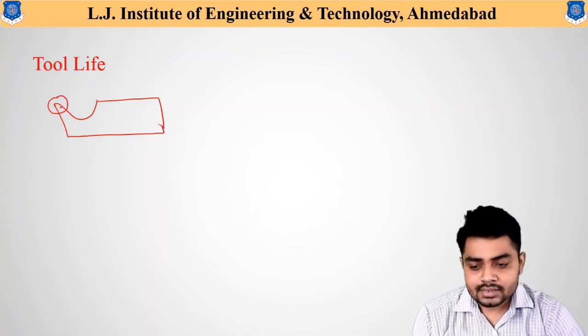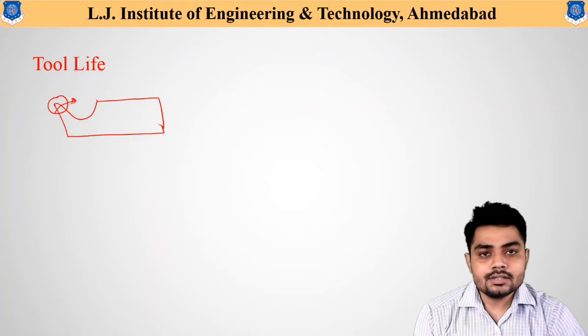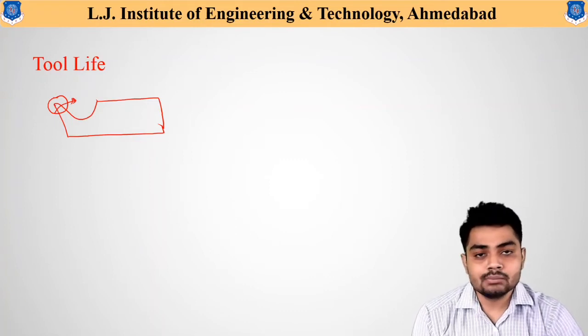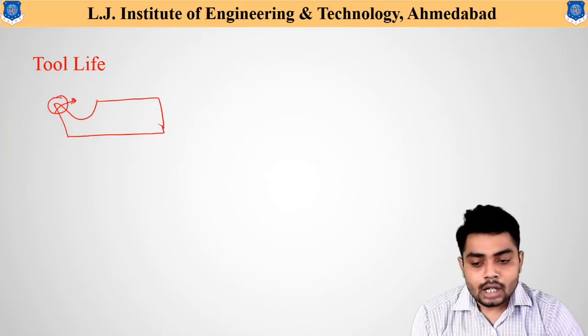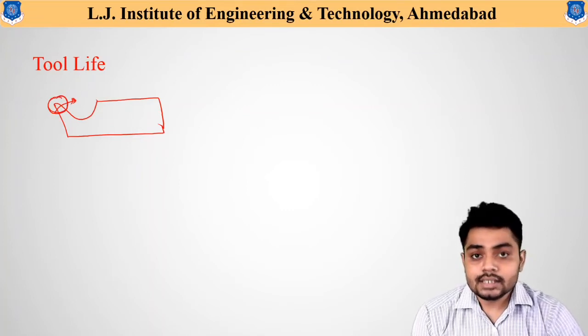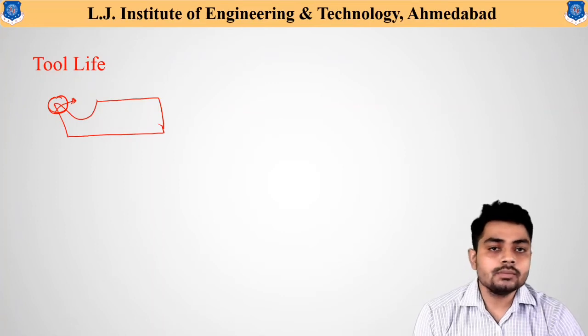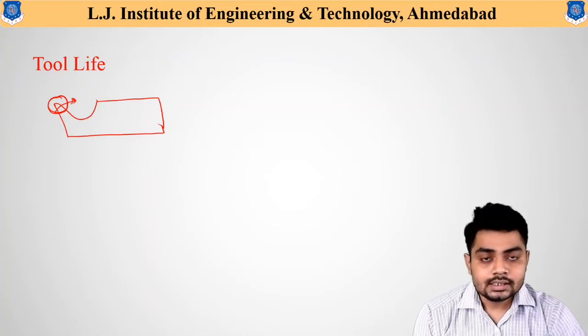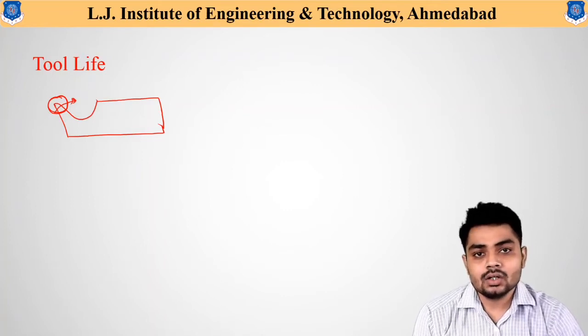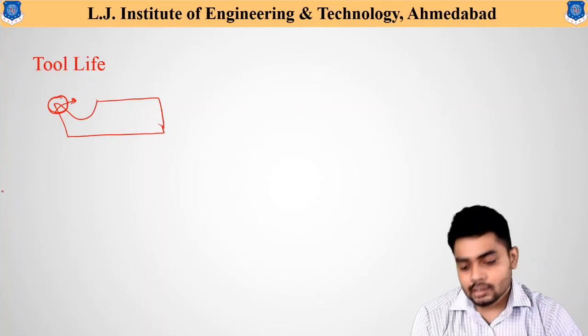As this particular tip removes the material from the workpiece, after a certain time this tip blunts out. That means this tip reduces its sharpness, due to which material removal does not take place. So the time up to which this particular tip remains capable of removing the material from the workpiece is called the tool life. So the time up to which any cutting tool is useful to remove the material from the workpiece in a single time, that is called the tool life of that particular material.